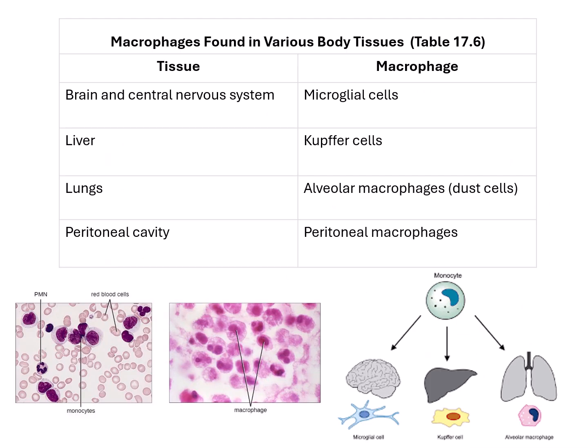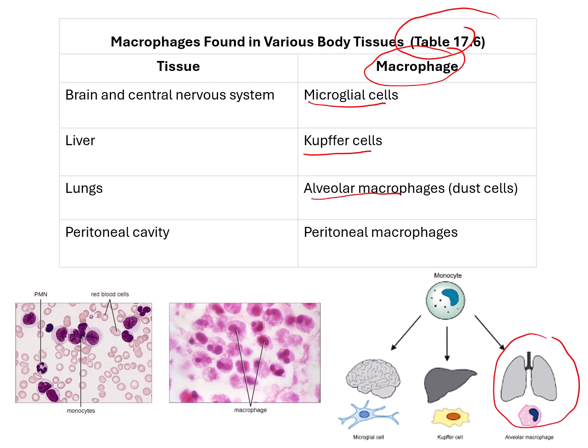This table from our book lists the macrophages by their tissue-specific names. We have microglia in the CNS. We have the Kupffer cells in the liver, alveolar macrophages in the lungs, and I didn't have a picture of the peritoneal macrophages, but these are found in the abdominal cavity. These cells share very similar functions, but they're specialized for their tissue environments.